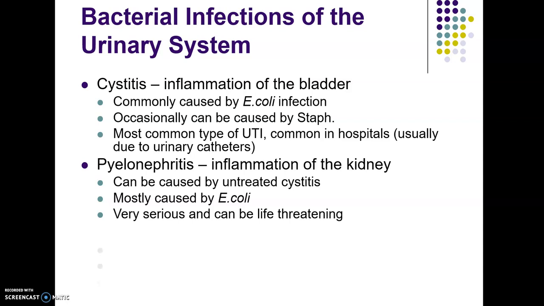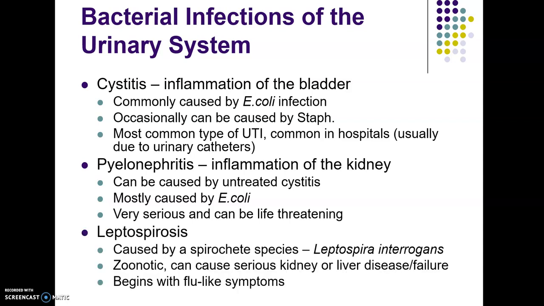because it can cause a very serious infection of the kidney that can become life-threatening. And then another important bacteria to talk about when we talk about urinary tract infections is leptospirosis. Leptospirosis is caused by Leptospira interrogans. It is a spirochete, so it is kind of in that same family as Lyme disease and syphilis. It is a zoonotic disease, so this is a disease that you can get from dogs and cats. It's most commonly spread in the urine.